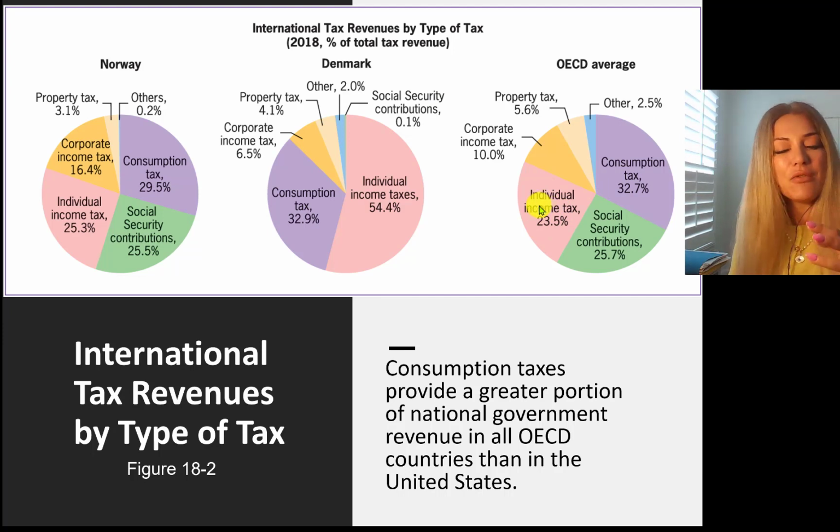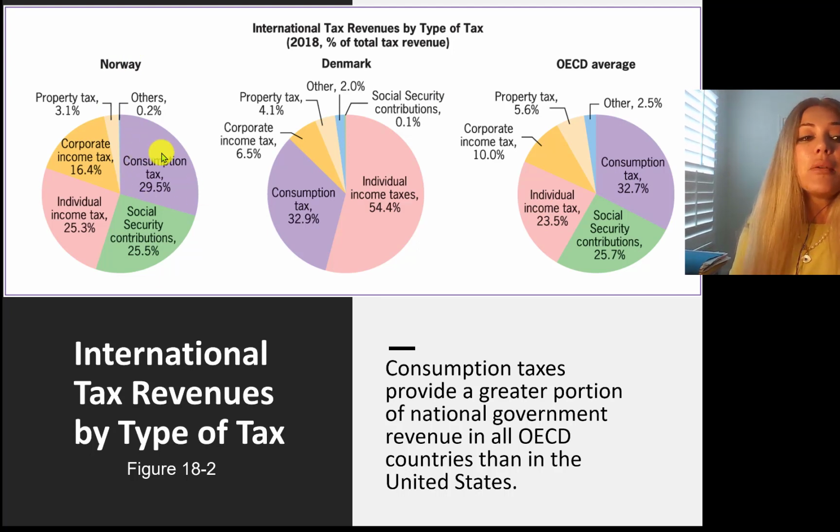Similar but different themes. If you look at Norway, again, consumption tax makes up the majority, 29%. If you look at Denmark, for instance, individual income taxes make up 54% of all taxes collected. So I just wanted you to see the differences in taxation revenue percentages across different countries: the OECD average, Denmark, Norway, and the United States.